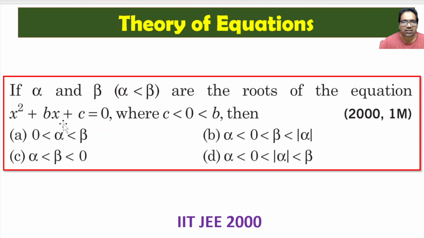We are given a quadratic equation x square plus bx plus c equals 0, where c is negative and b is positive. B is positive and c is negative. And alpha, beta are roots of this equation. Alpha is less than beta. Then what can we say about these roots?